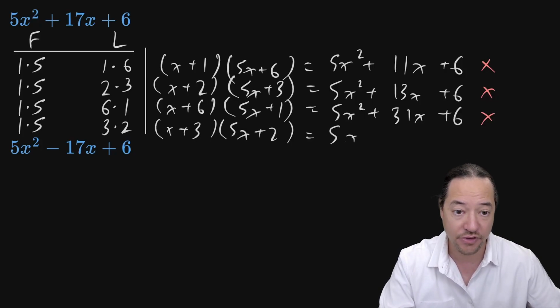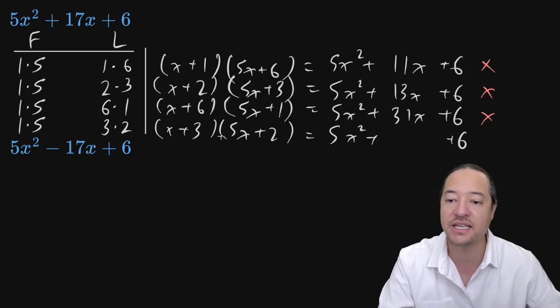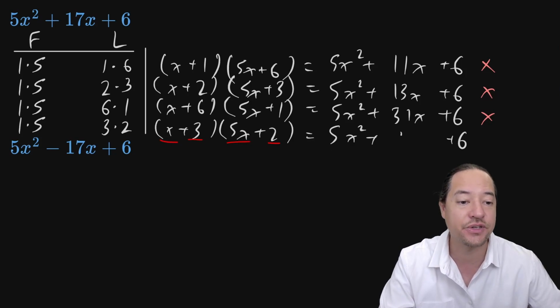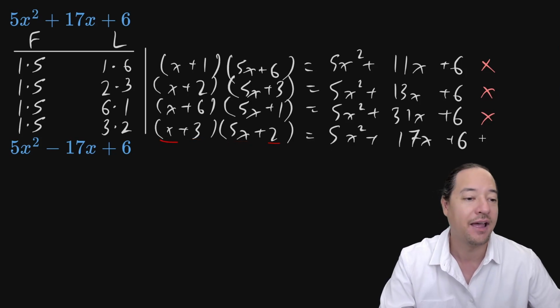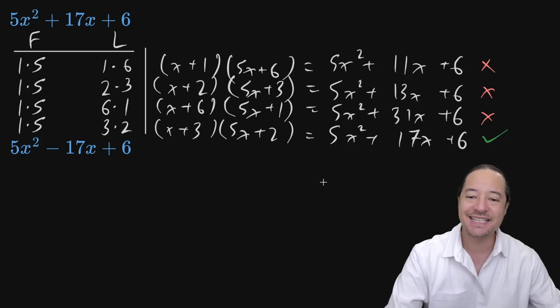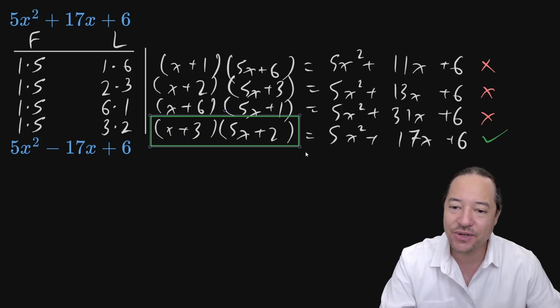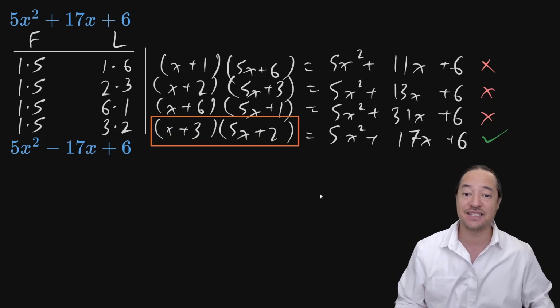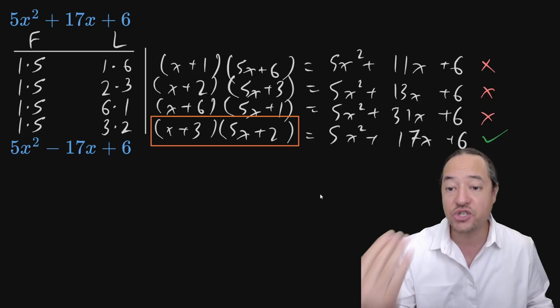So just like before, the first and last terms are guaranteed to be correct, but that middle one is the key. Here we have a 15x plus a 2x. That's going to give us a 17x. And yeah, finally, we did get what we're looking for. So this is going to be the answer here. This is the factored form of our original expression.